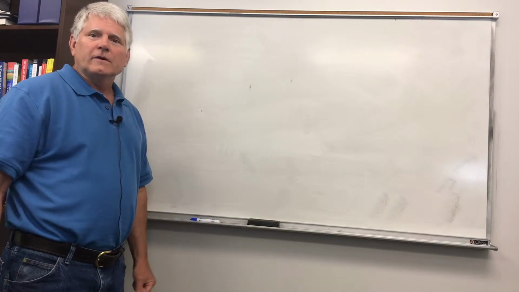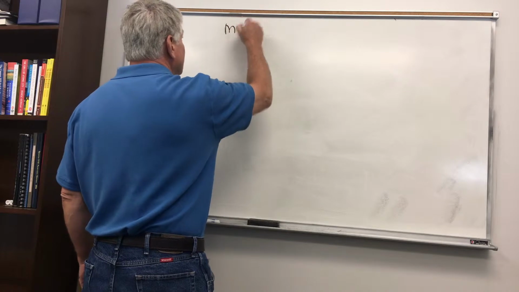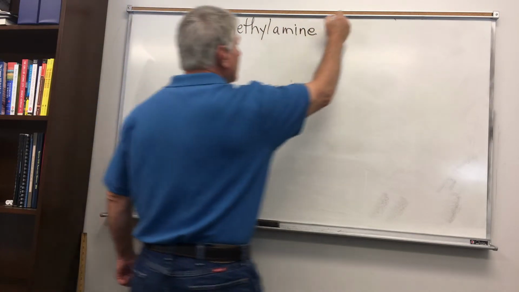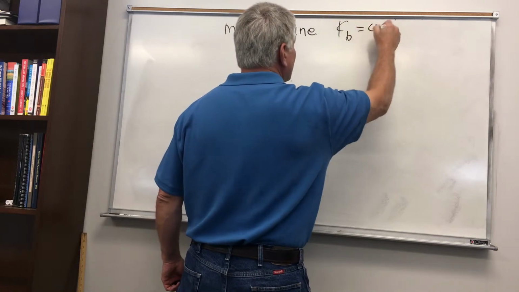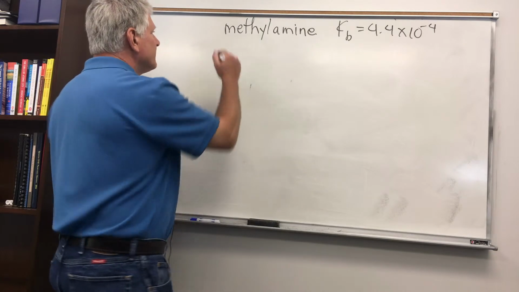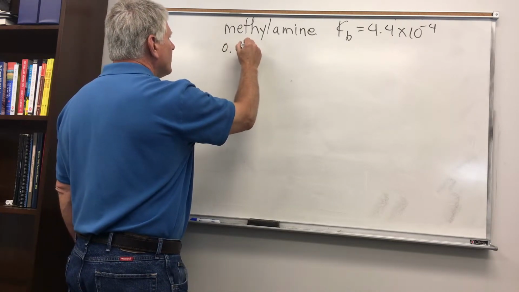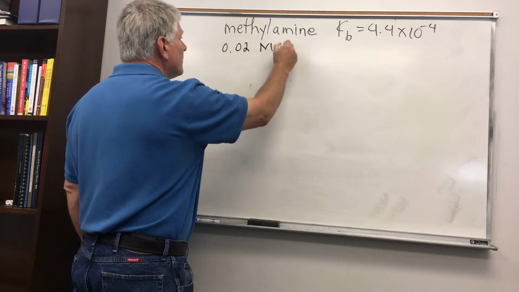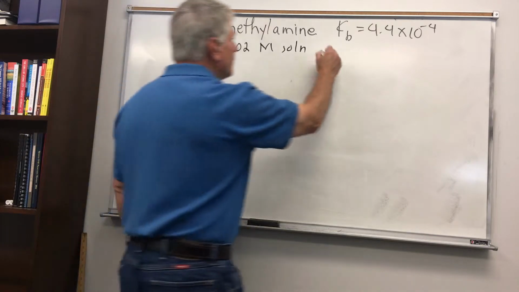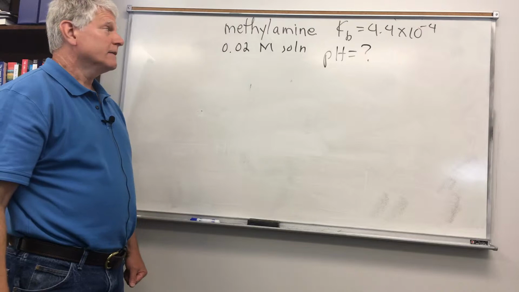Now let's consider a solution of a weak base. So let's consider methylamine. It's a weak base. It has a Kb of 4.4 times 10 to the minus 4. And so we start with a 0.02 molar solution of this weak base, and we want to know what the pH of the solution is.